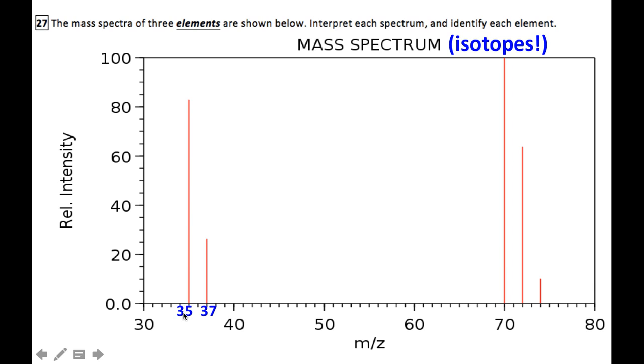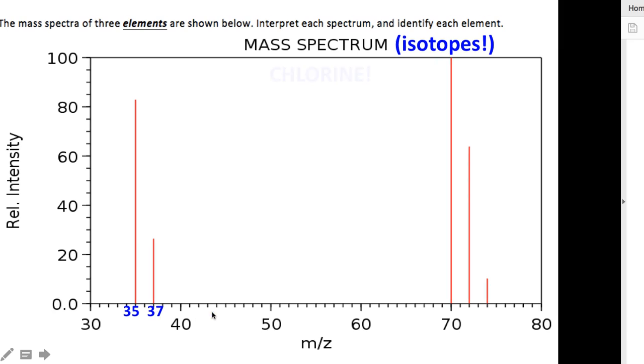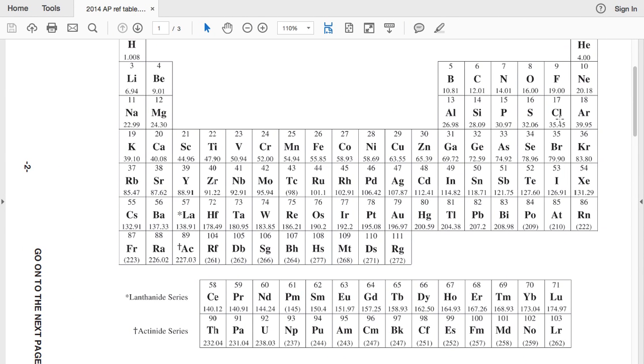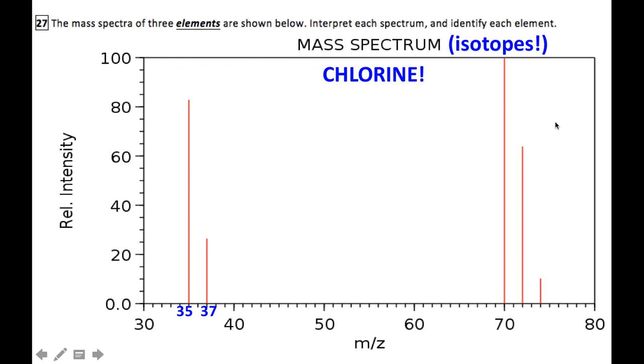In this case, the 35 and the 37. And if I look at my periodic table again, that sends me to the area where chlorine is located. And indeed, this is the spectrum of chlorine. So chlorine is massed between 35 and 37, but in nature, all the isotopes are either 35 or 37. And that's why we see something in between them on the periodic table.